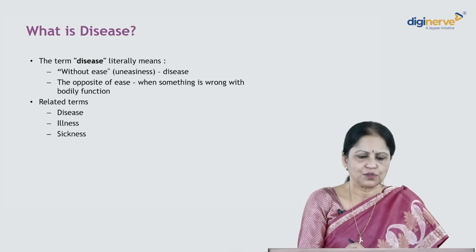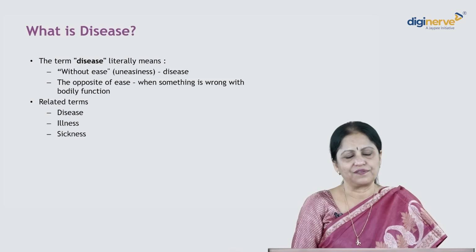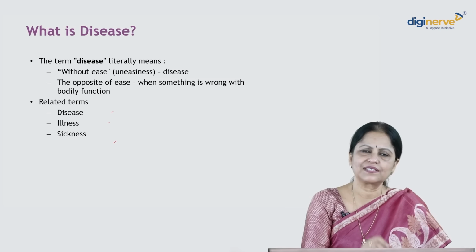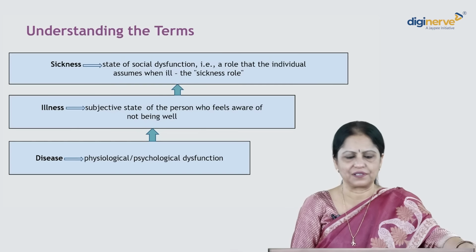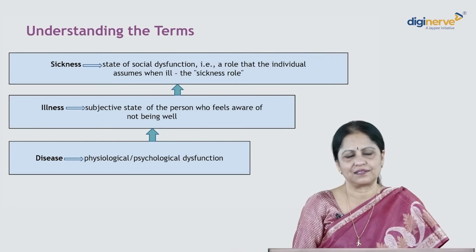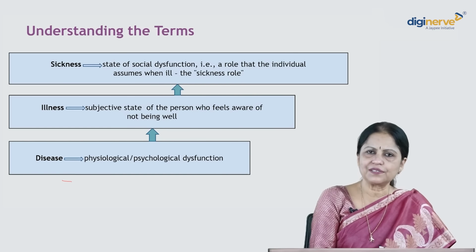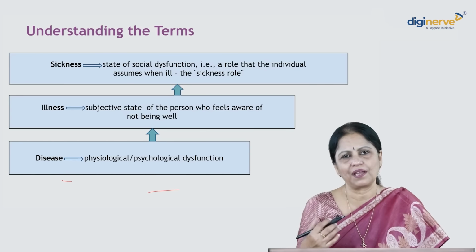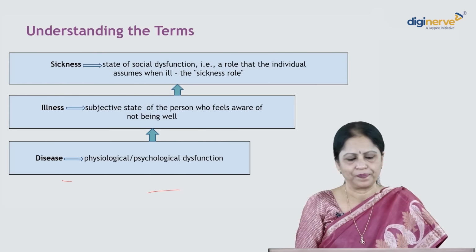So what is disease? Disease literally means without ease, dis-ease, that is no ease. So something is wrong with the bodily function. And there are some related terms with disease like illness, sickness, etc. So what is the difference? Let us understand the terms. So disease means physiological or psychological dysfunction. That means the body or mind is not functioning properly.